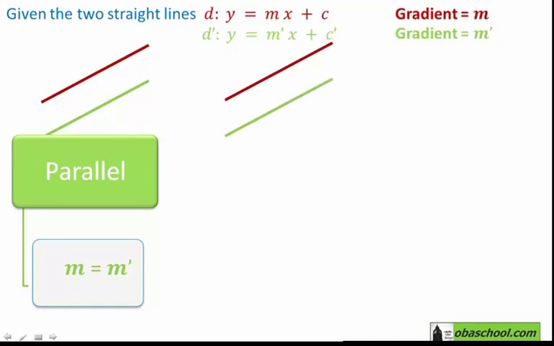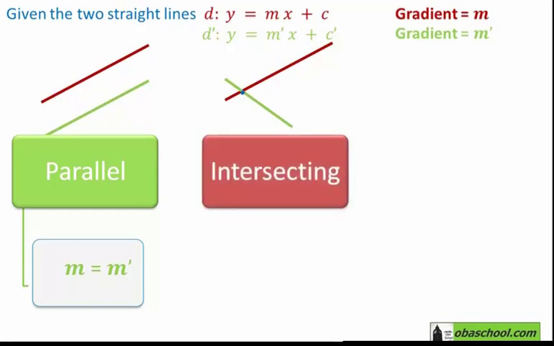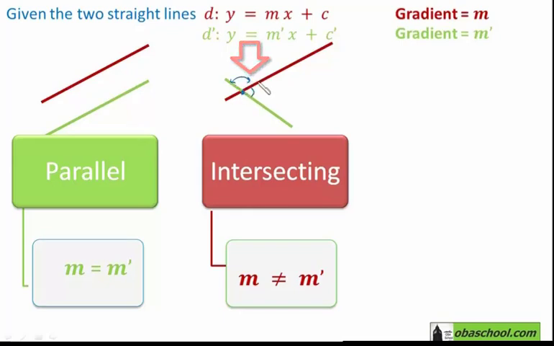However, if they are not parallel, then one line will intersect with the other, forming a point of intersection. In this case, these two straight lines are called intersecting straight lines, and this is the opposite case of the parallel. So the gradients are not equal. Therefore, m is different than m prime. For a special case of intersection, the angle between the two straight lines may be acute, which is less than 90 degrees, or obtuse, which is greater than 90 degrees, as this angle.